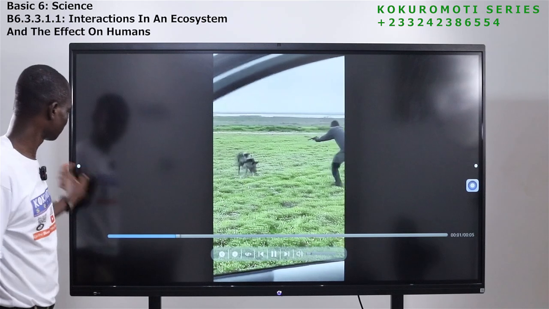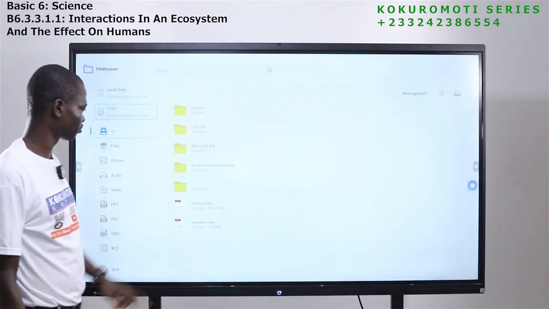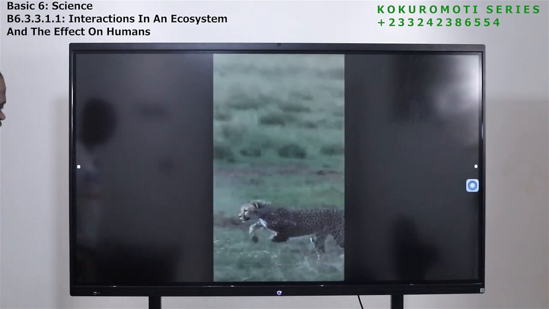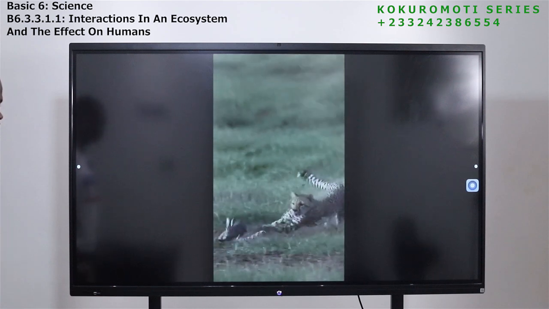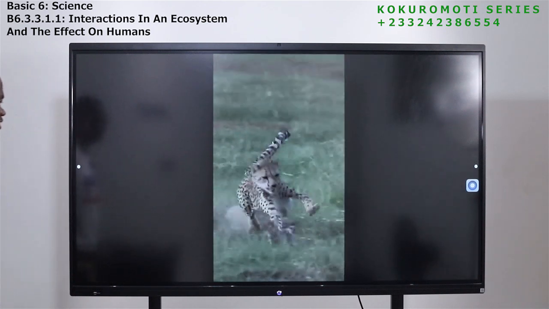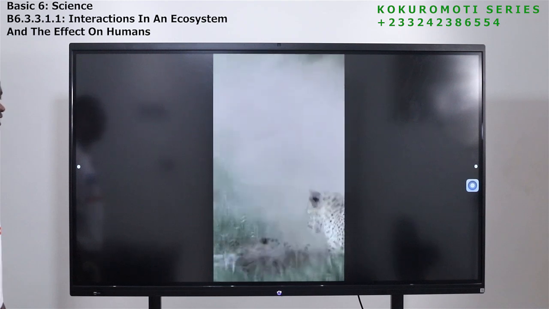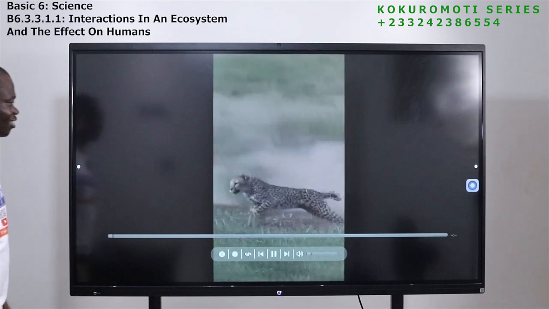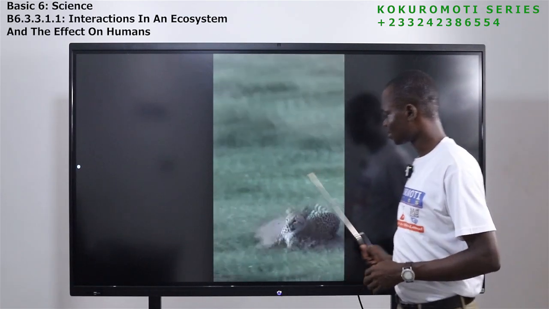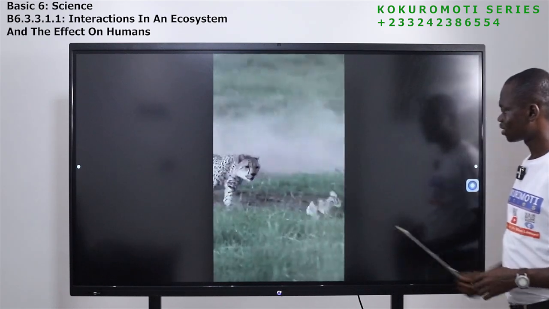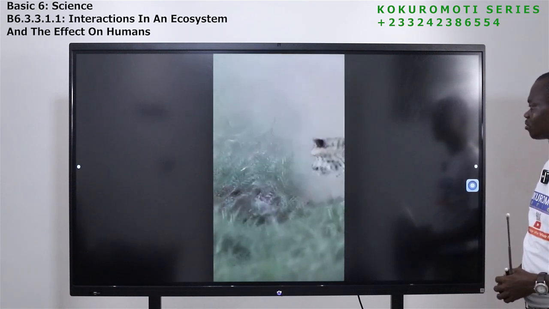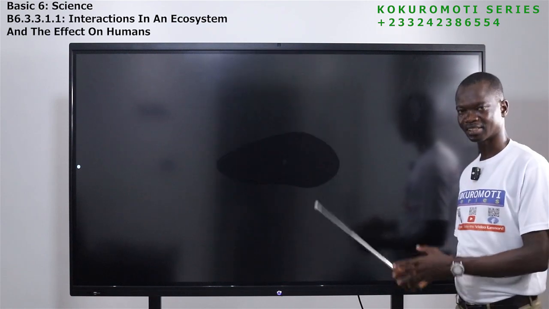Let's look at the next one. Look at it. Take your time and look at it. So, what do you see here? Okay. So you see, this is predation. In this case, the tiger is chasing the rabbits. The tiger wants to kill the rabbit and eat it.